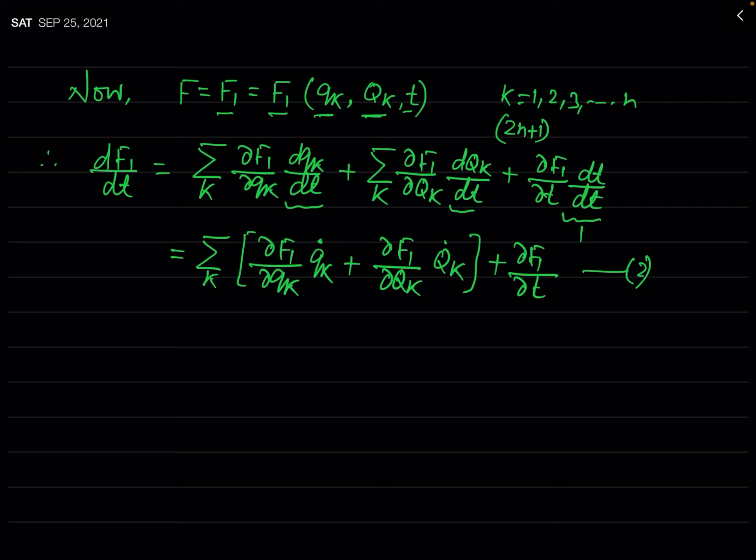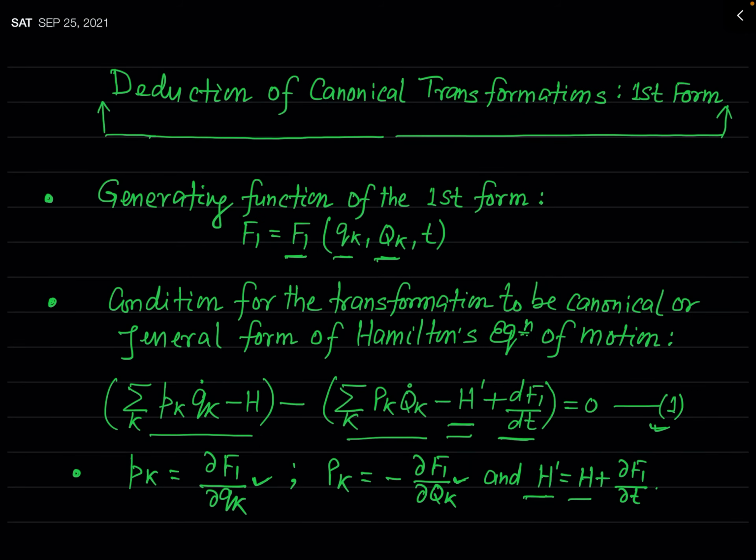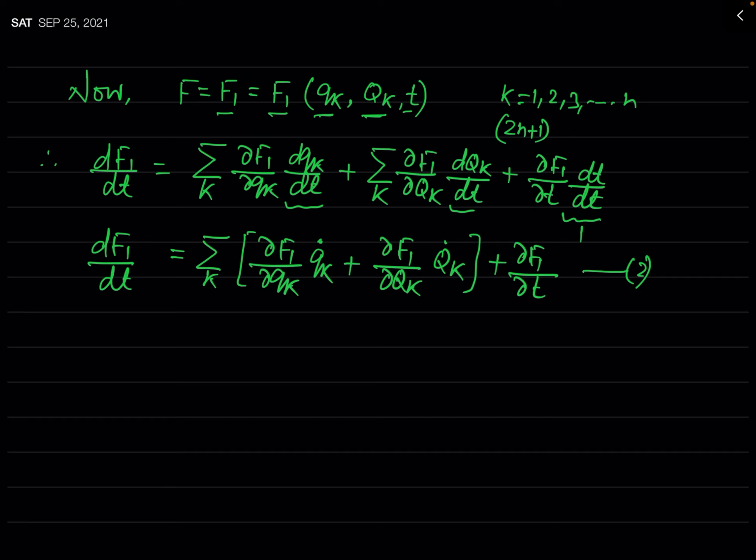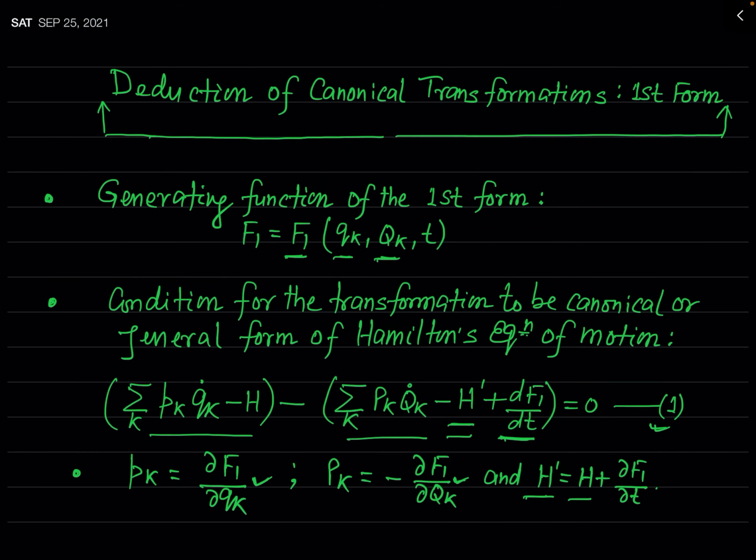Now we will simply substitute this value of df1 by dt in our equation 1. You can see here there is df1 by dt. So let us substitute the value of df1 by dt which you have just obtained. So substituting this value in 1, from 1 and 2, what will be your result? You can see this is your equation 1. So the first term inside the first bracket will remain as it is.